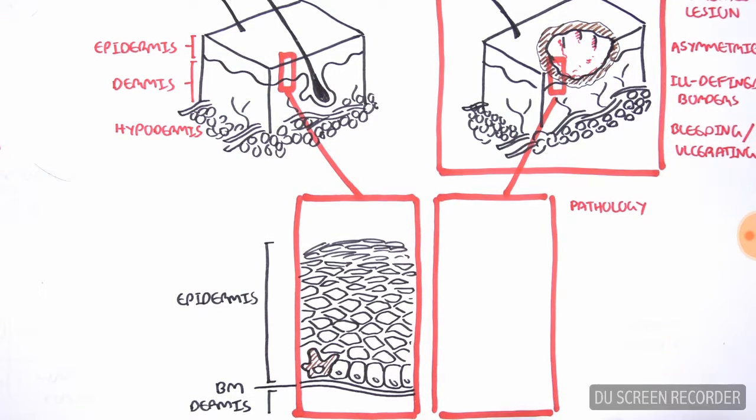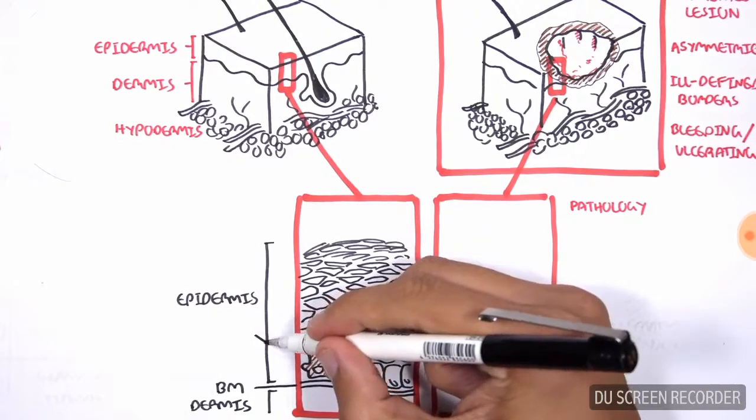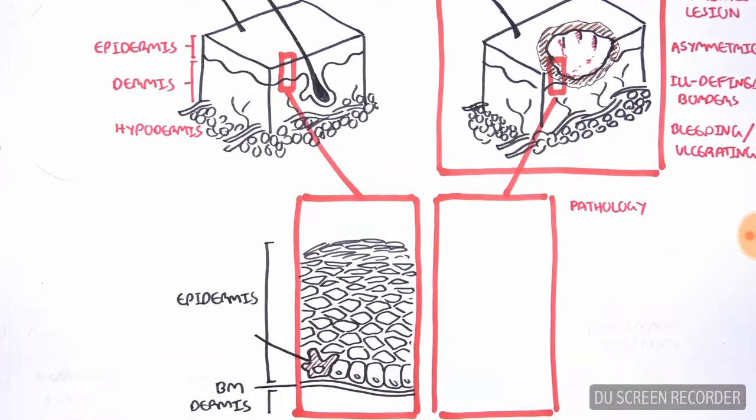Essentially, this is what separates the epidermis from the dermis. Just above the basement membrane, we have a special cell of the skin known as melanocyte. Melanocytes are important for us because they help protect us from UV radiation, and they help in our skin pigmentation.